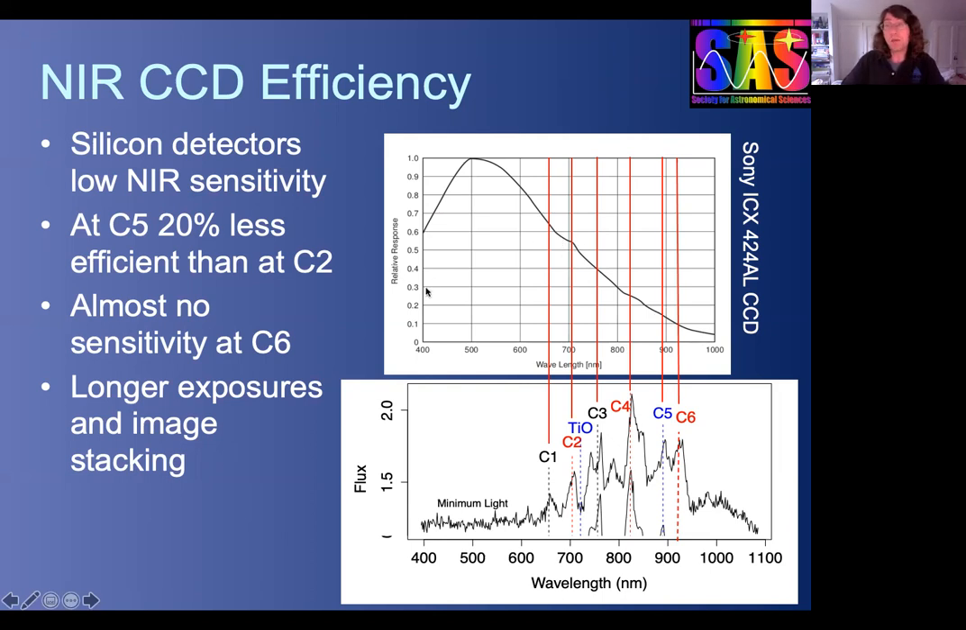Longer exposures and image stacking can help to mitigate this. But that C6 point, the reddest, longest wavelength one, is probably unusable in spectra recorded by most CCDs. That's something we had to think about. And so we didn't use the C6 point at all.